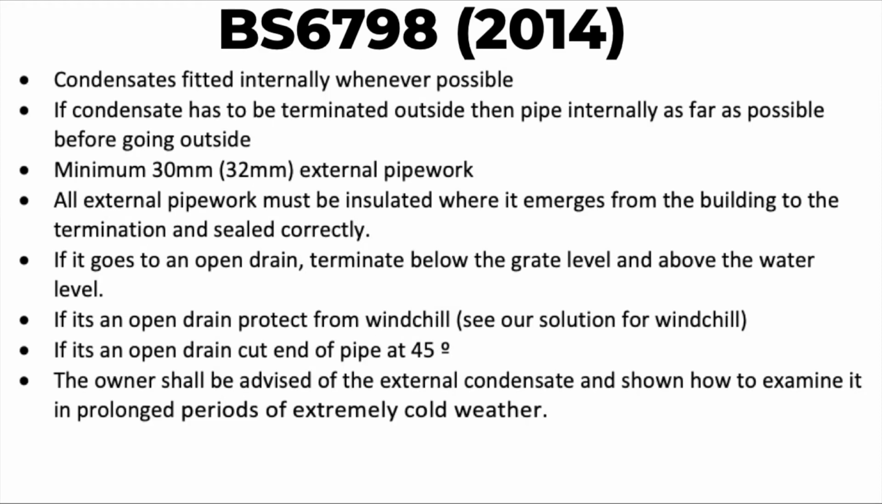So let's recap on some of the parts in British Standard 6798. On the survey, can the condensate be installed internally? If it has to be external, then pipe internally as far as possible, then go outside. A minimum of 30, which will be 32mm minimum diameter external pipework. All external pipework must be insulated where it emerges from the building to go to termination, and sealed correctly.